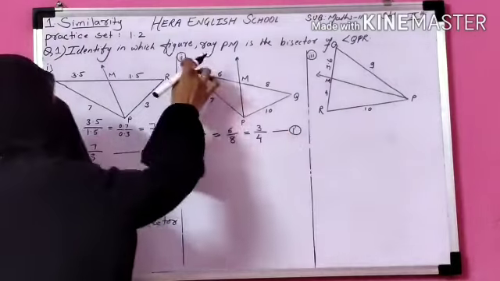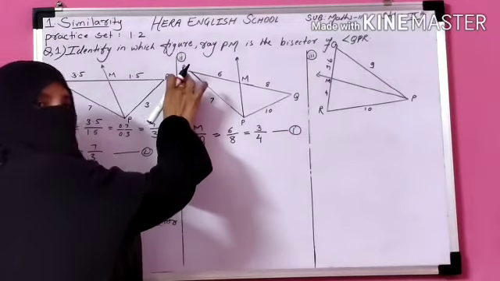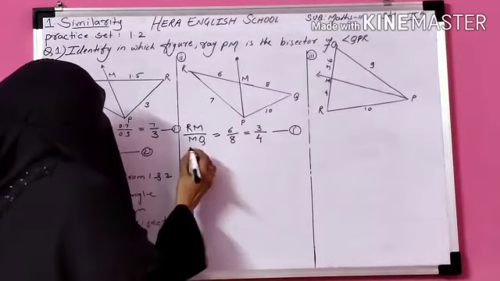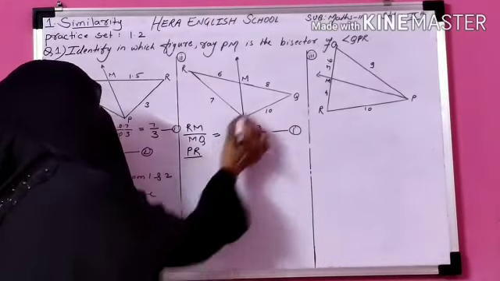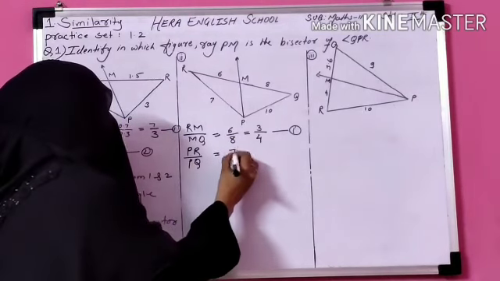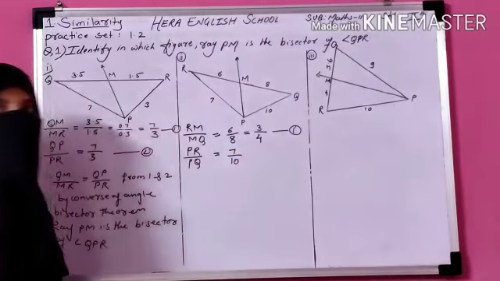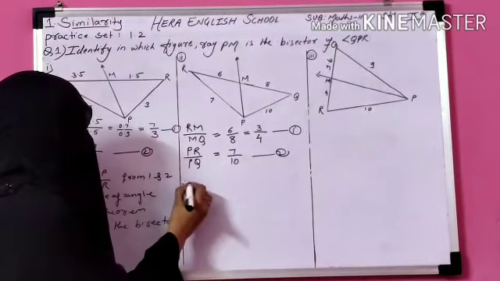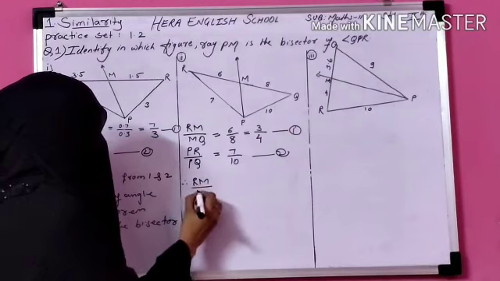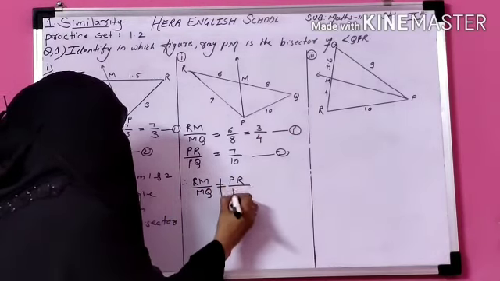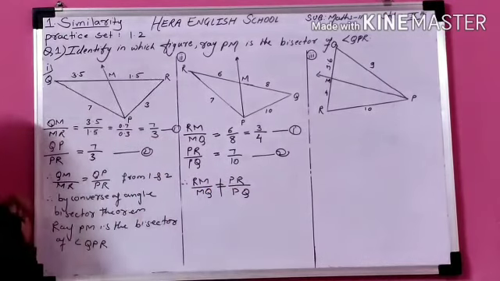Now the ratio of the remaining side. You start the first ratio with R, then the second ratio also starts from R. RP, yes, you can write PR upon PQ. The ratio of the remaining side is 7 upon 10. We can't reduce it. Give it number 2. So from 1 and 2 you can observe RM upon MQ is not equal to PR upon PQ. These two ratios are not equal.